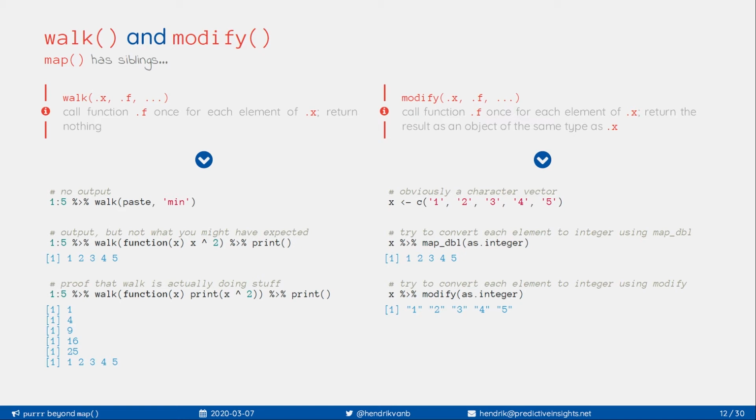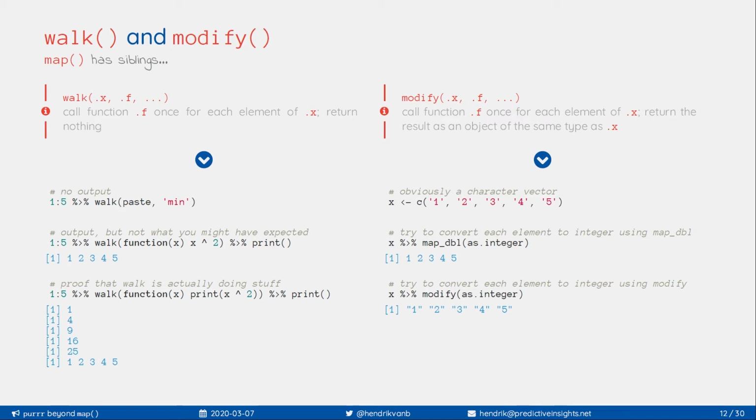So maybe I missed a print function at the end. In the second block, I pipe that into a print statement. Now I get output, but it's not the output I expect. It's the input vector. What's happening is walk actually does the stuff I'm asking of it to do, but then it chucks it away as soon as I exit that environment, and then it returns the input vector again. I'll get to why that's useful in a second.